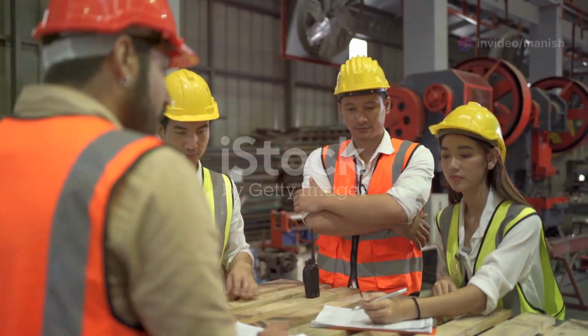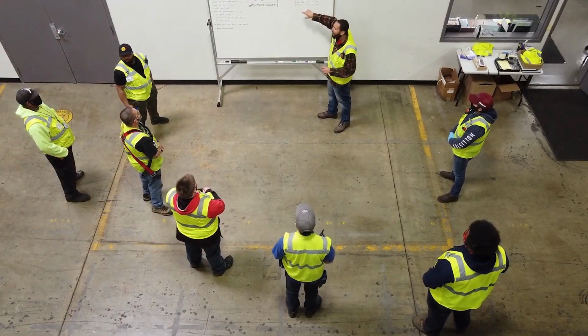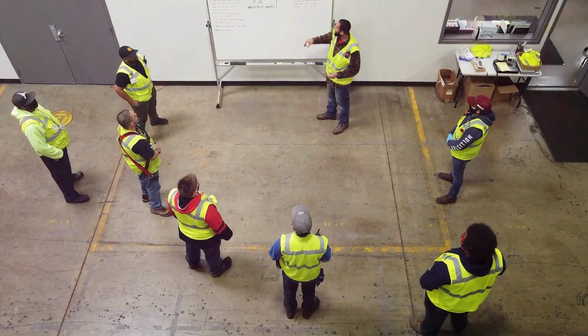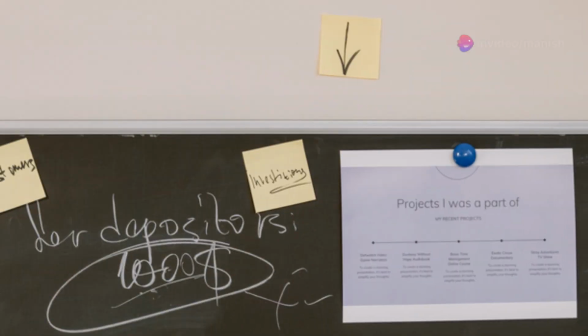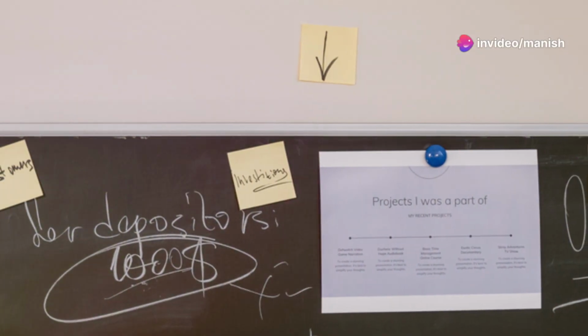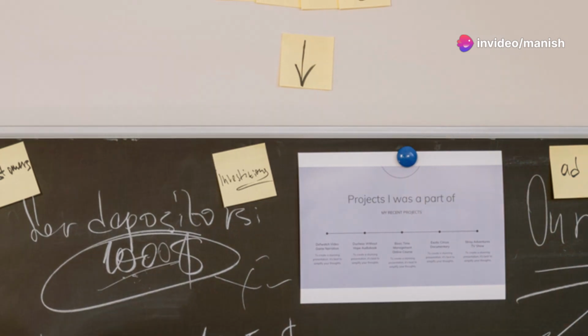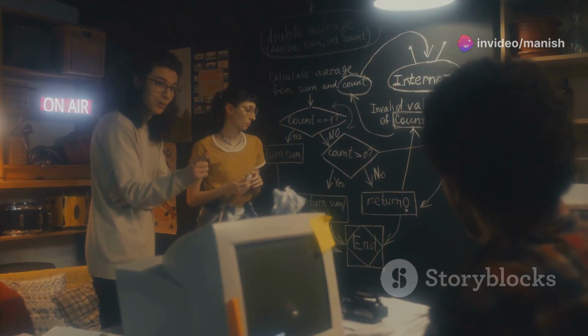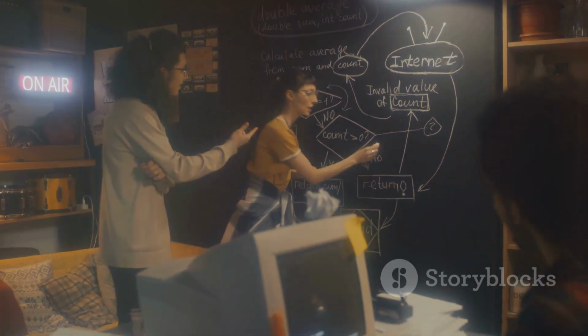Implementing corrective actions. Once the root causes have been identified, it is time to develop and implement corrective actions. These actions should be specific, measurable, achievable, relevant, and time-bound, also known as SMART. They should also be designed to address the root causes identified during the investigation.